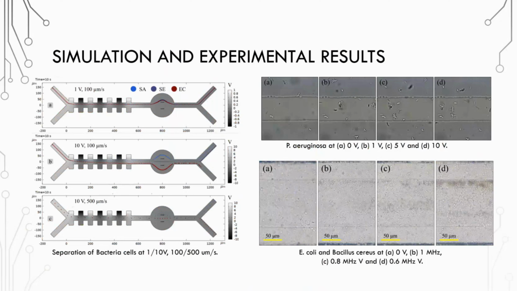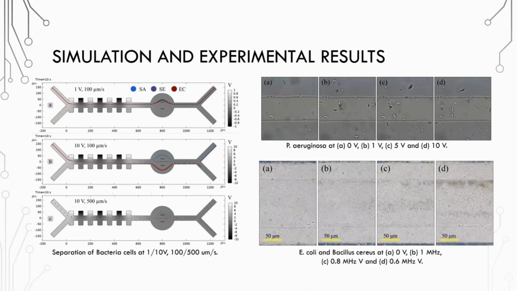But in some cases, if you use a higher electric field, for example, if you compare these two, we have here 1 volt. Of course, the same flow, which is 100 micrometer per second, but the voltage is different here. 1 volt, here 10 volt. So at 1 volt, nothing happened. All the bacteria remain together. They came to the separation electrodes, nothing happened. And then for the sensing electrode, they all turn on the top of it. So also nothing happens in the sensing.